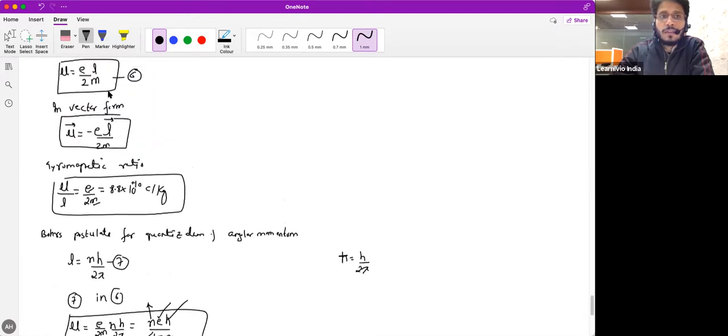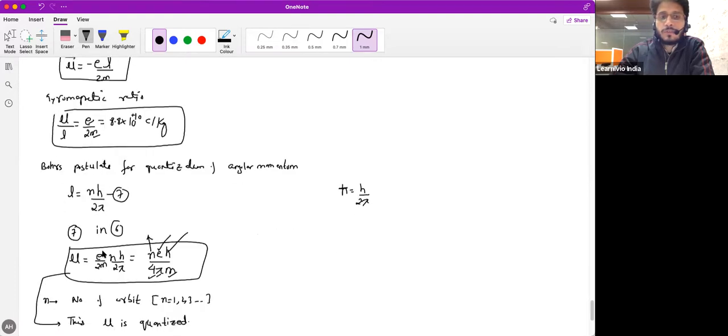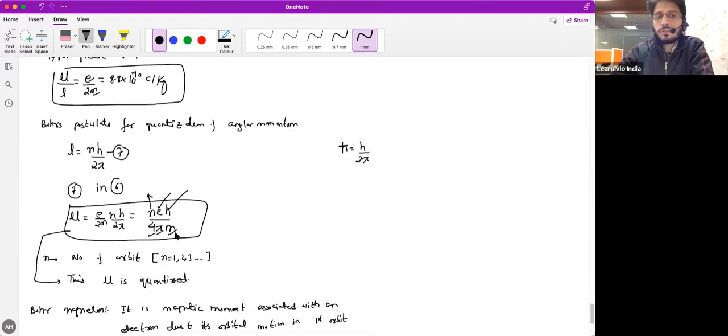Instead of this L, I can substitute this nh by 2 pi. So it will be e by 2m into nh by 2 pi. So this is neh by 4 pi. If you look at this final expression, what is n? n is the number of the orbit. For K shell, n is 1, for L, n would be 2, for M, n would be 3 and so on. So that's the shell, the number of the orbit. e is electronic charge, h is Planck constant, 4 and pi are constants, m is electronic mass. So this shows that this particular magnetic moment is quantized. Quantization means a constant, fixed value multiplied by some constant.